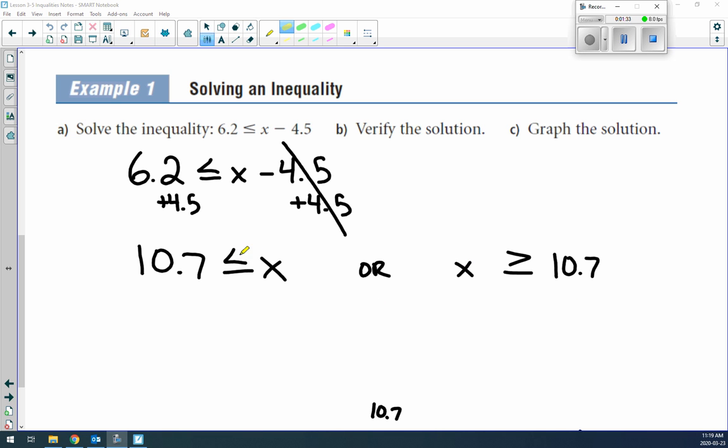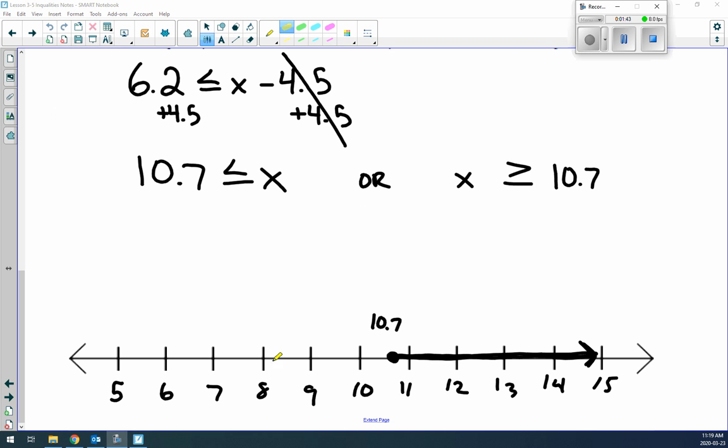Now, if you notice, see how it opens towards the x and it's pointing towards the 10.7? If you flip it around the other way, it still has to be the same way. How it opens to the x, it points to the 10.7. Okay, now let's graph it. So again, you can pick your number line. You don't have to always start at 0. You can start wherever you want. So here I started at 5. I'm dealing with the positives. So 10.7 is between 10 and 11. It's a solid circle because it includes that point, and it's everything to the right.